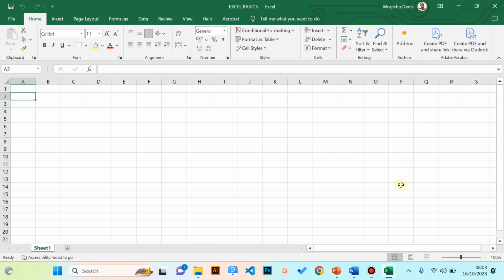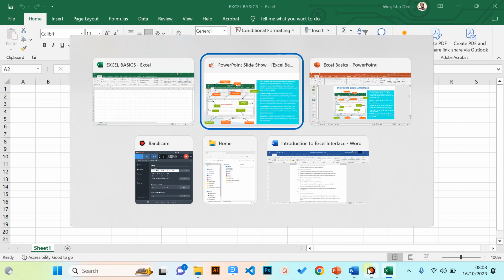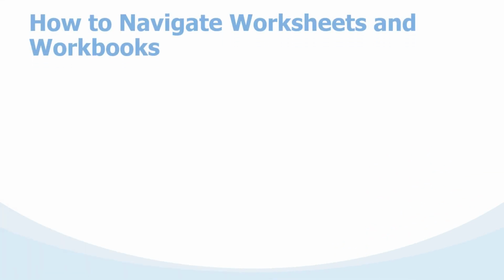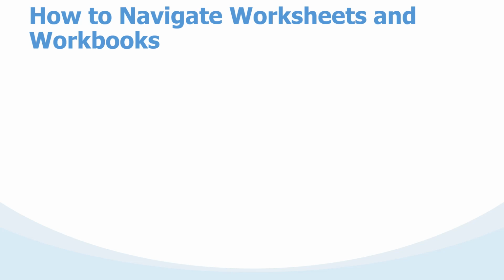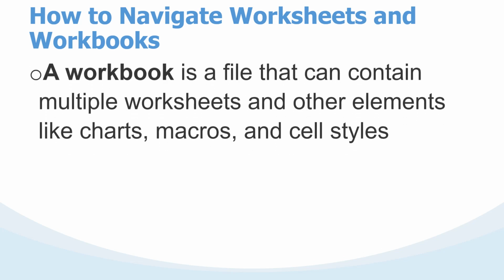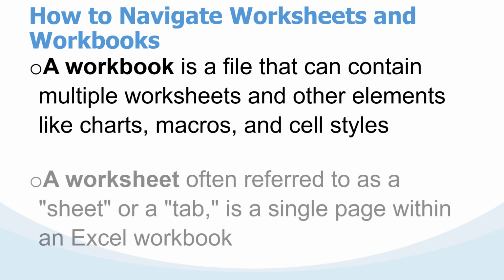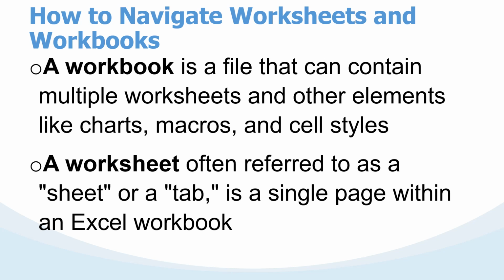Okay, we want to proceed to the next feature, where we are going to look at how to navigate worksheets and workbooks. Now, when you have Excel, you will have to understand what a worksheet and a workbook is. A workbook is a file that can contain multiple worksheets and other elements like charts, macros, and cell styles. And then a worksheet is a page in a Microsoft Excel workbook.